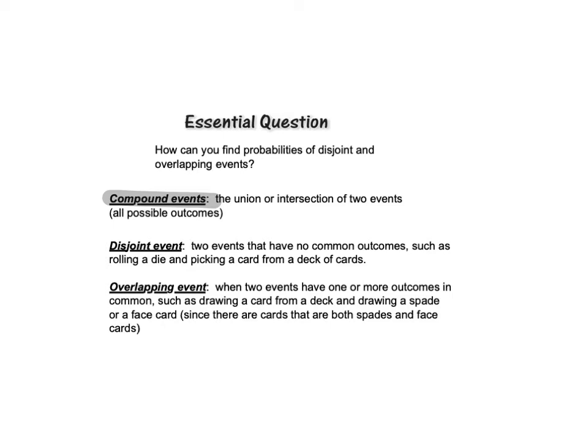So the two possibilities we could have are disjoint, which means they have no common outcomes, nothing in common, such as rolling a die and picking a card from a deck of cards. One has nothing to do with the other. And then the other is overlapping, which means two things have something in common, such as drawing a card from a deck and drawing a spade or a face card. Since there are cards that are both spades and face cards, you can't count those twice. So that's what overlapping means. We'll look at some examples of how that works.